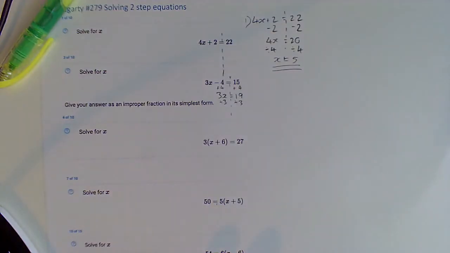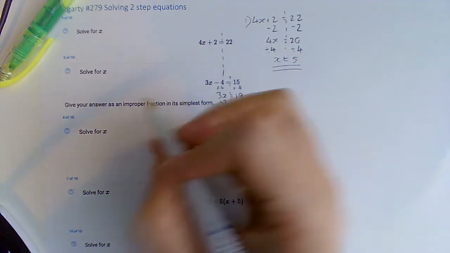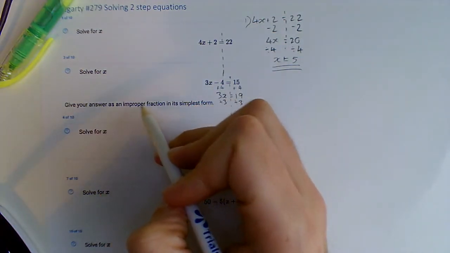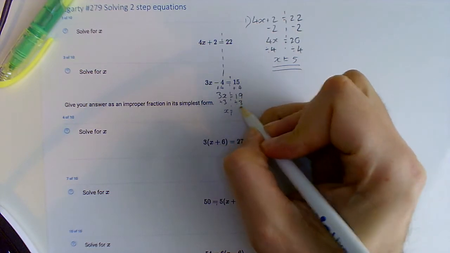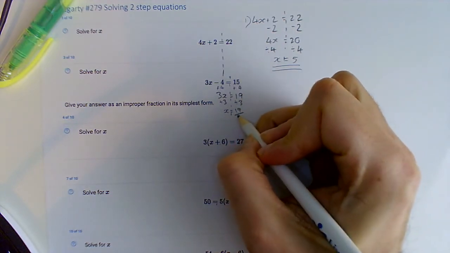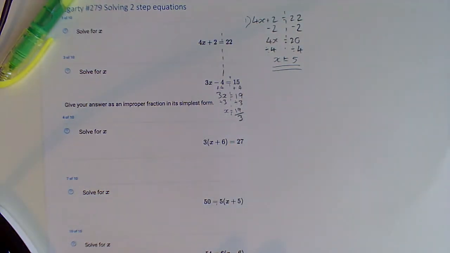Right, and the problem here is obviously 19 is a prime number, which means it is not in the 3 times table. So remember, this thing here, give your answer as an improper fraction in its simplest form. So x just equals 19 divided by 3. 19 over 3 is how we write that.